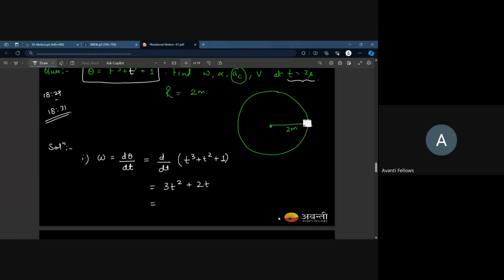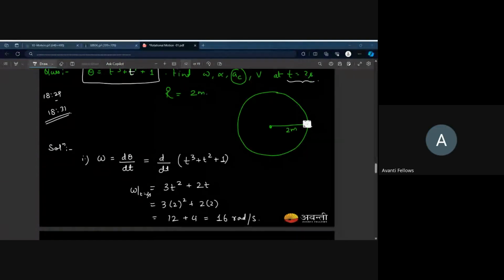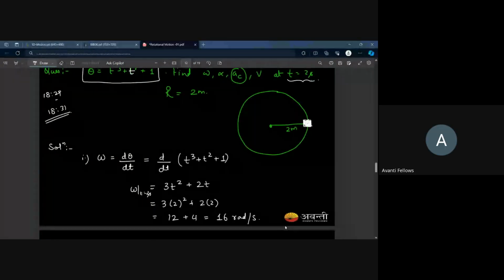Just substitute the value of t as 2. So when you solve it, you will get 3 into 4, which is 12, and 2 plus 2 is 4, and you will get 16 radian per second. Okay? Yes, ma'am. Is everyone following along? Yes, ma'am. Cool.